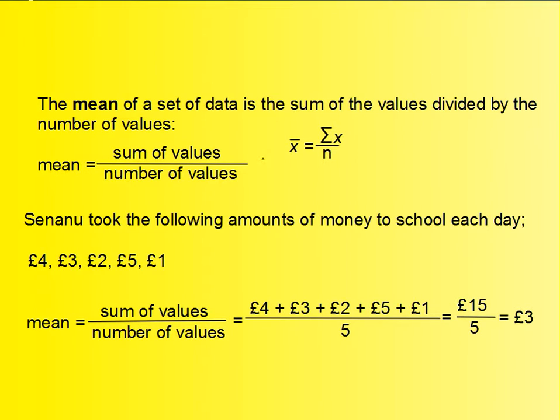So let's look at the notation again. This is called x bar. You might want to write it down. This is called sigma x, which means the sum of the values, and the n stands for the number of values. Well, that's the explanation of mean.